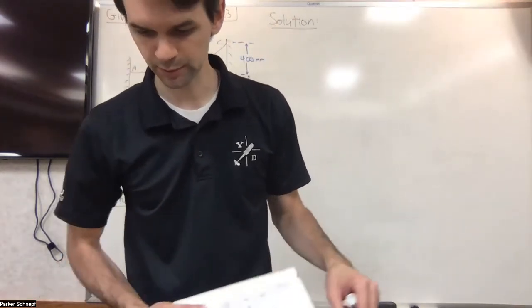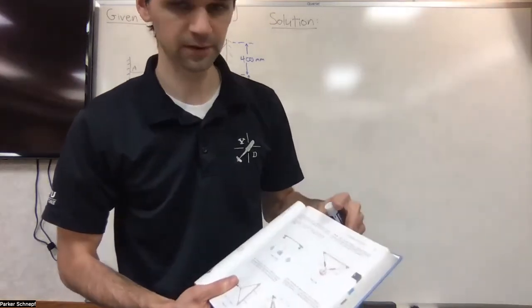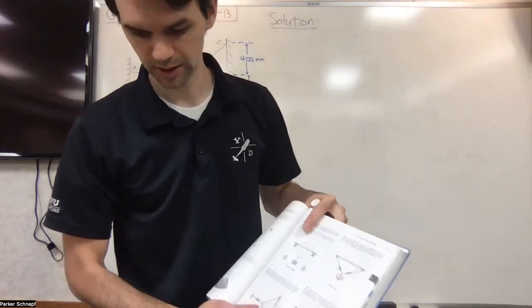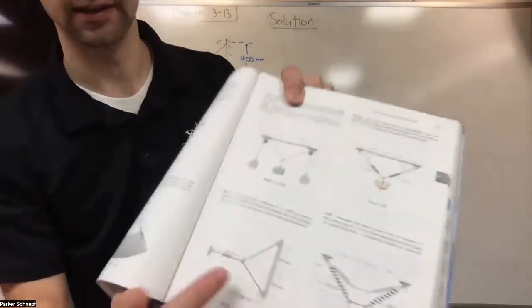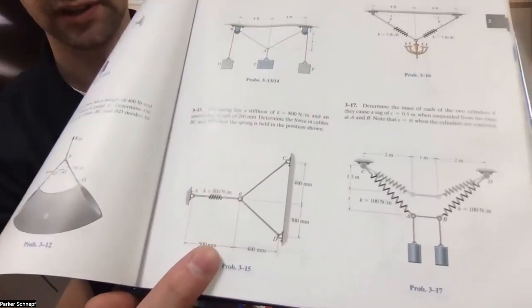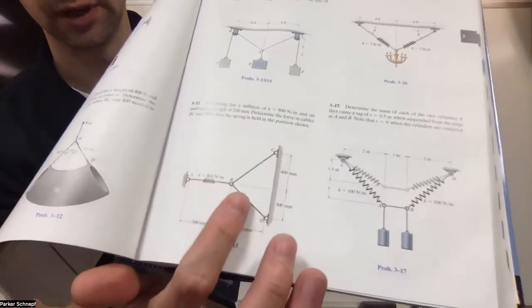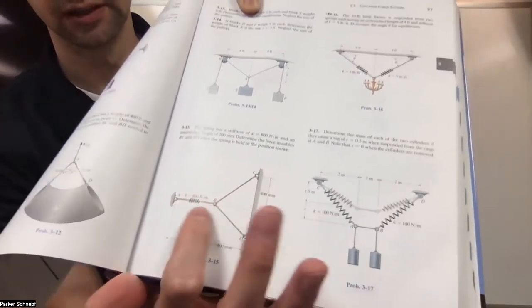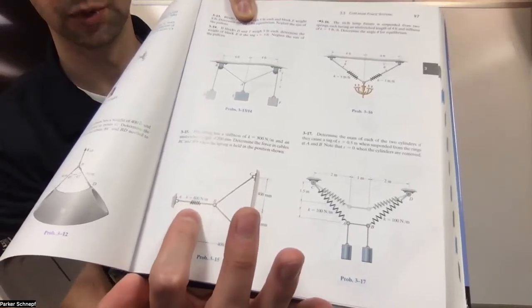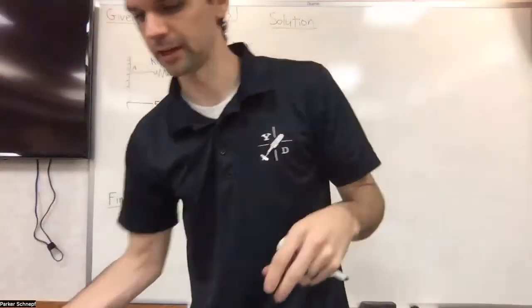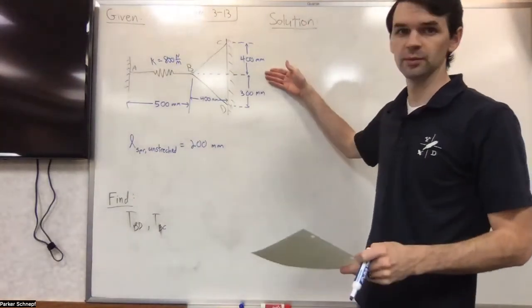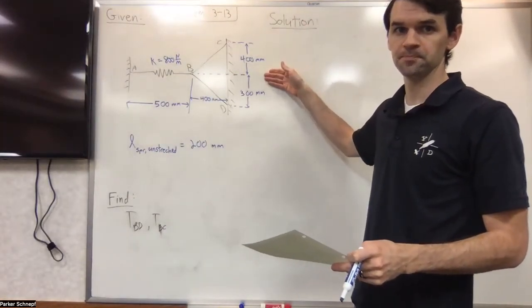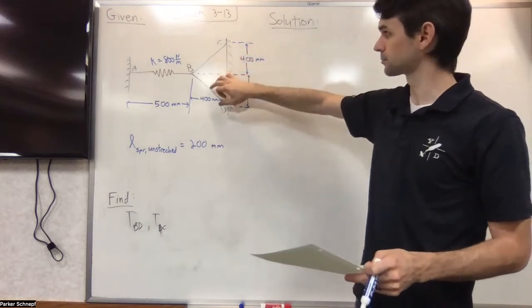So I've taken problem 3-15 from the book, and it looks like this. Basically we have 3 ropes. We have this rope, and then this, which is, well, I guess a spring. And I've gone ahead and redrawn that up here on the board with the dimensions and everything. But we have these 2 ropes and the spring.